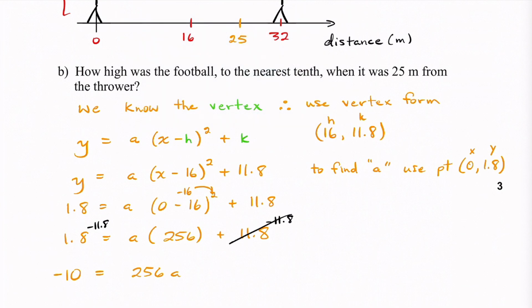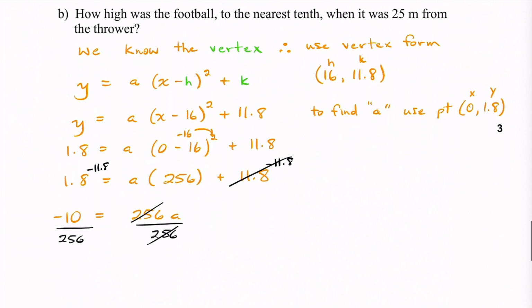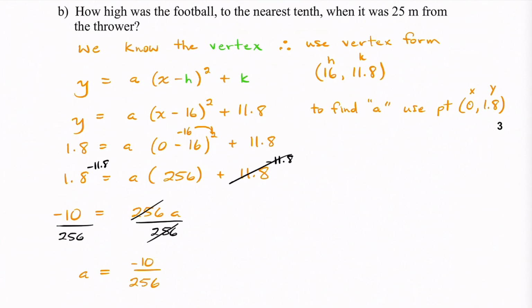And then we'll get rid of that 256, so divide by 256, divide by 256. The 256s are going to cancel. And so I just have a is equal to negative 10 over 256. And then simplifying this fraction, I can divide the top by 2 and the bottom by 2. That is going to give us a is equal to negative 5 over 128.